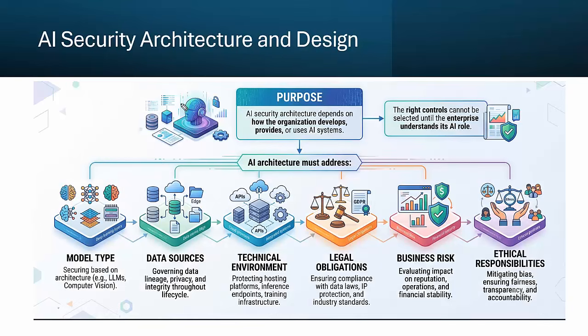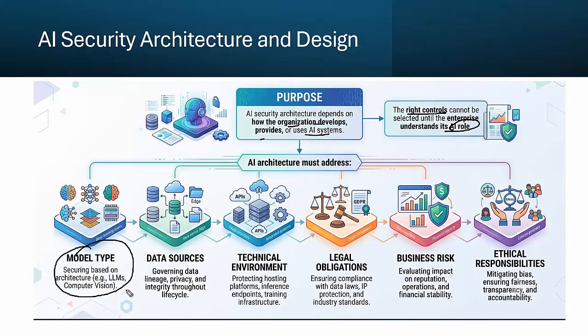Okay, so the next topic is called AI security architecture and design. One thing we need to understand: whenever we're talking about the design function, or when we're building any kind of AI solution, we need to first design the entire thing, and we need some components in that. The purpose of having an AI security architecture depends upon how the organization develops and provides the user AI system. And it always comes with the right control, because the right control cannot be selected until the enterprise understands its role.